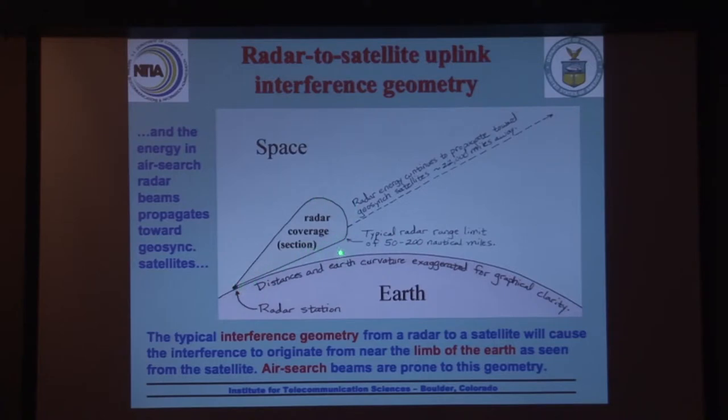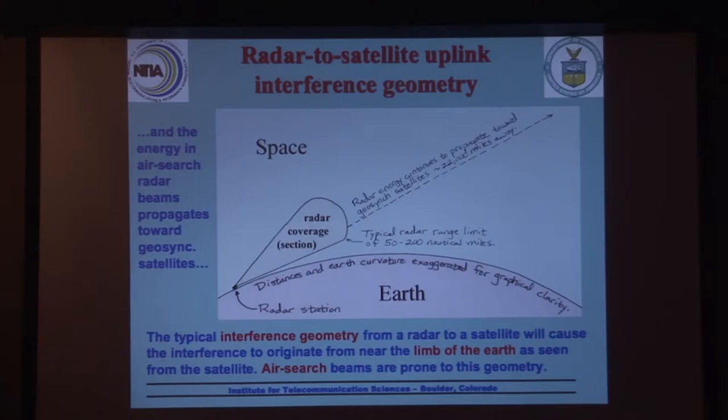We've talked before about how aircraft down in here are not visible to the radar due to the curvature of the Earth's surface. And although a typical radar range limit for aeronautical search is 50 to 200 nautical miles out here, the energy continues to propagate out into space, and that energy will propagate out 22,000 miles away from the Earth's surface out to geostationary satellites. And air search beams are particularly prone, obviously, to this geometry.